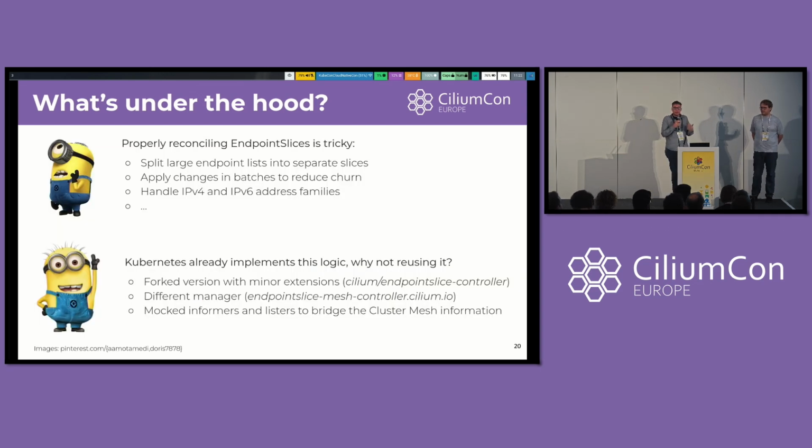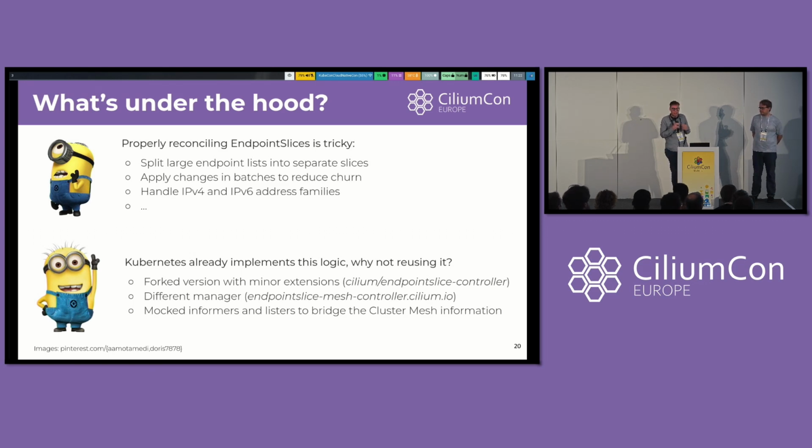Reconciling EndpointSlices is actually a bit tricky. There are some caveats in the logic, which is fairly advanced, mainly due to batching and splitting the endpoints in batches. The reason is they need to play well in terms of performance and scaling. So why don't we reuse the logic which is already available in Kubernetes? It's already there, so we could reuse it in this case as well. And that's what we did.